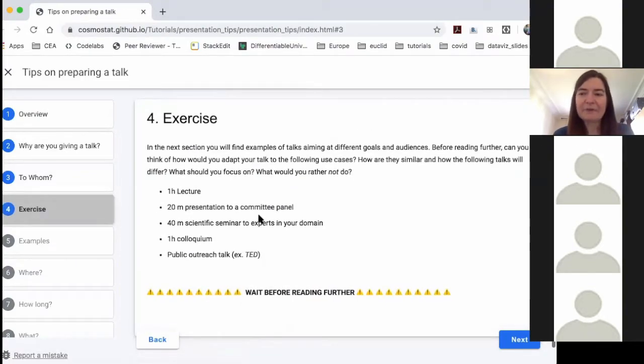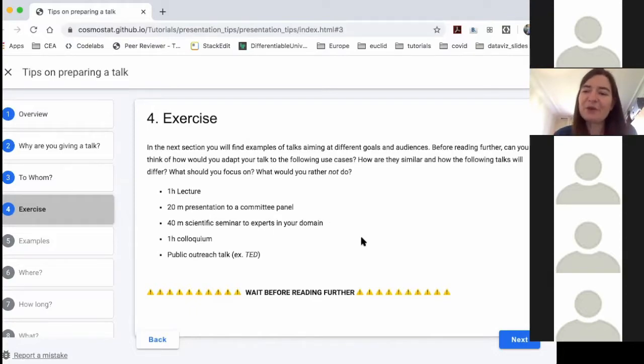Let's start, however, with the first exercise. Here and in the next section, I've tried to detail how I would address these five situations. How should I change or adapt my talk, depending on whether I want to give a 1-hour lecture, a 20-minute presentation to a committee panel, a 40-minute scientific seminar to experts in my domain, a 1-hour colloquium, or a public outreach talk, like a TED talk?